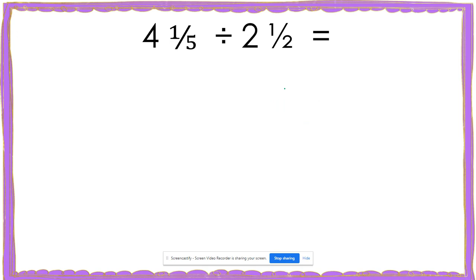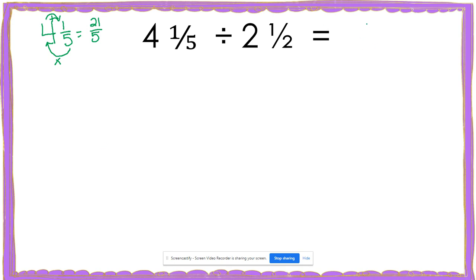Now let's look at 4 and 1/5 divided by 2 and 1/2. Whenever I have mixed numbers, I have to change them into improper fractions before I can start multiplying or dividing. So I'm going to start by changing 4 and 1/5 into an improper fraction. To do that, I'm going to multiply the denominator times the whole number, and then add the numerator. 5 times 4 is 20, and then 20 plus 1 is 21. The denominator remains 5.